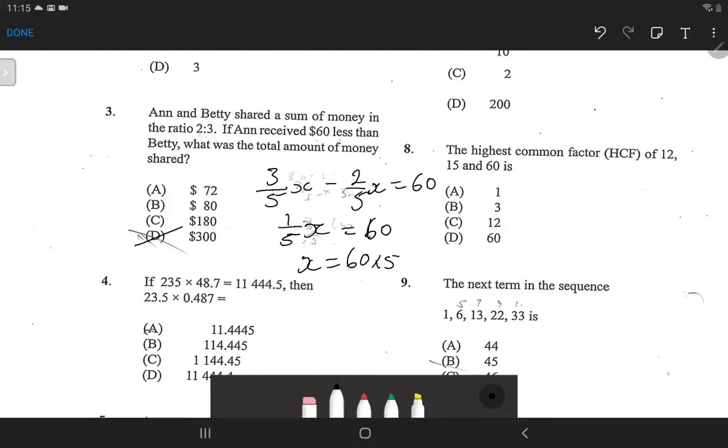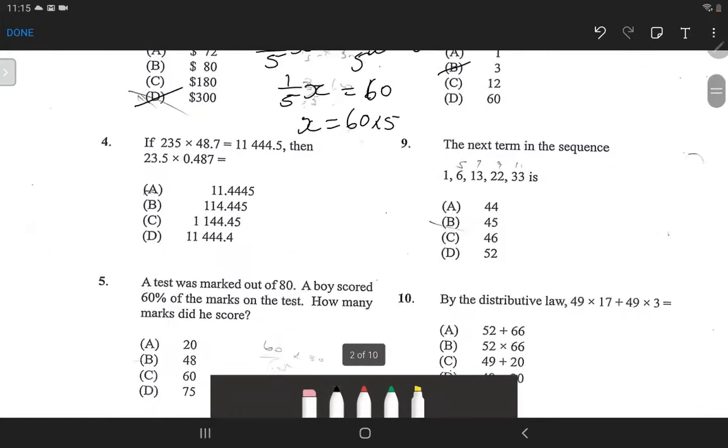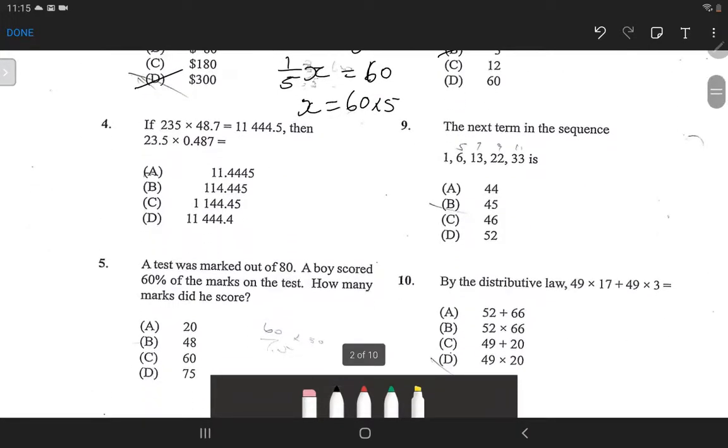The highest common factor of 12, 15, and 60. Now the highest common factor means the number that could divide all of them, which happens to be 3. Now if 235 multiplied by 48.7 is equal to 11,444.5, then notice all they did was divide by 10 here, and then divide by 100 here. So all in all, they divide by 1,000. So you need to divide this thing by 1,000. So you'll have this one here.